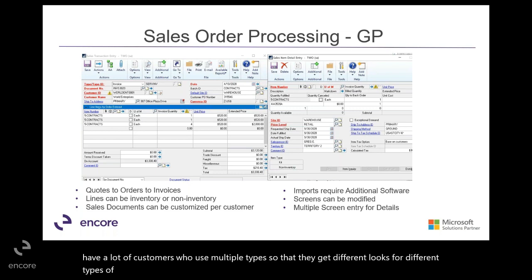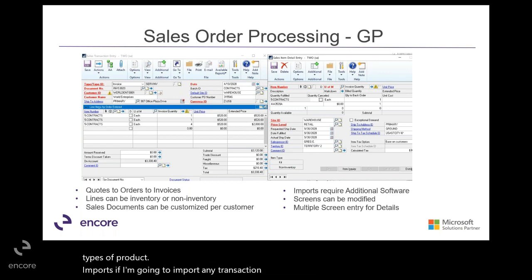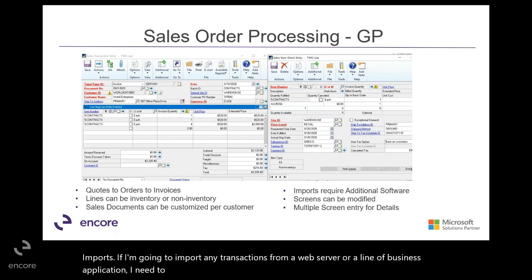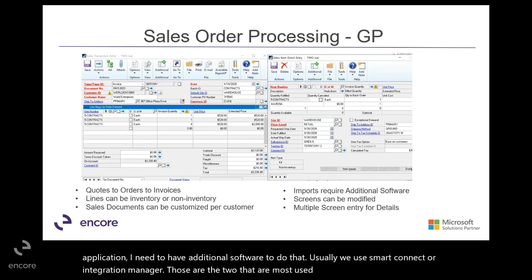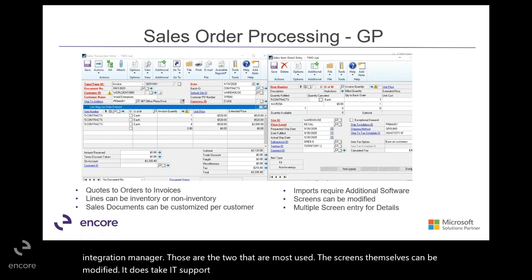So we have a lot of customers who use multiple types so that they get different looks for different types of product. Imports: if I'm going to import any transactions from a web server or a line of business application, I need to have additional software to do that. Usually we use Smart Connect or Integration Manager. Those are the two that are most used. The screens themselves can be modified. It does take some IT support to do that, but they can be modified so that you can change your tab sequencing and change the order in which things are entered.